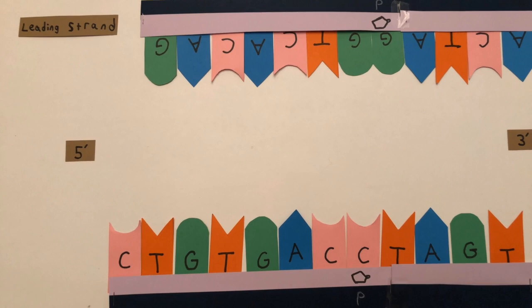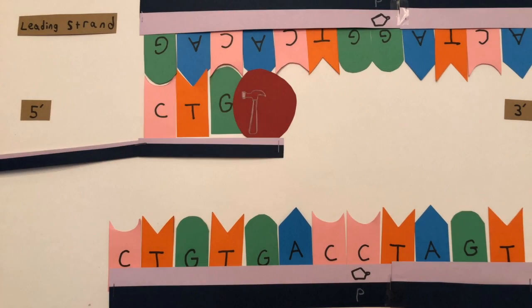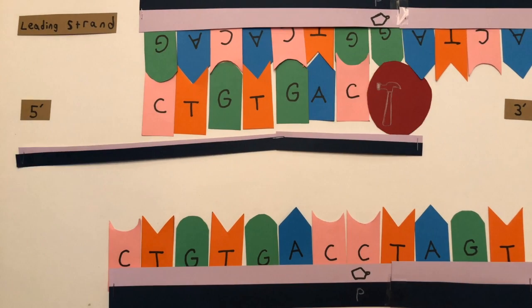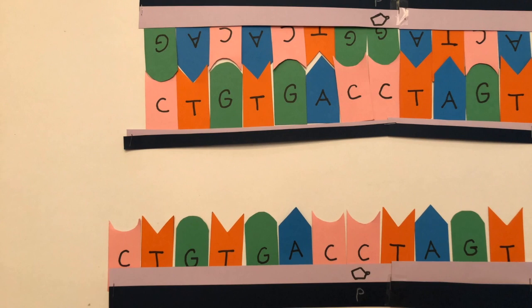Now, DNA polymerase comes in and joins the bases with their complementary base pairs through hydrogen bonding, and the adjacent nucleotides also join together. It also builds the sugar-phosphate backbone as it moves along. The leading strand is easy for DNA polymerase because it runs 5' to 3'.